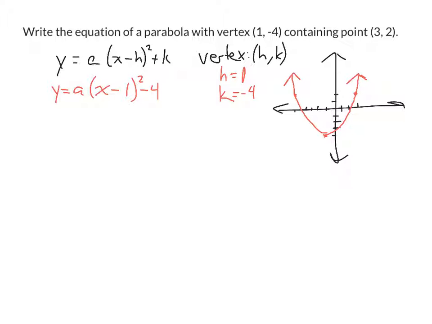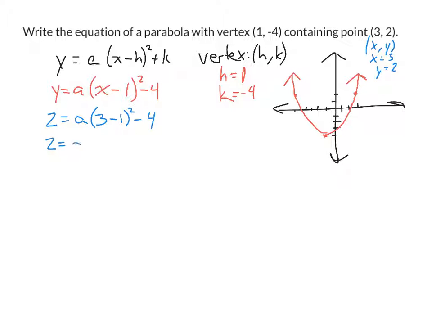But the problem is we're not quite done because we need to figure out what a is. A is a constant, has to be replaced. This is where the other point is going to come in to help us. Our other point is an xy coordinate. If x is 3, y has to be 2, so let's plug that information in. We have 2 equals a times the quantity 3 minus 1 squared, minus 4. And that's our goal, to solve for a.